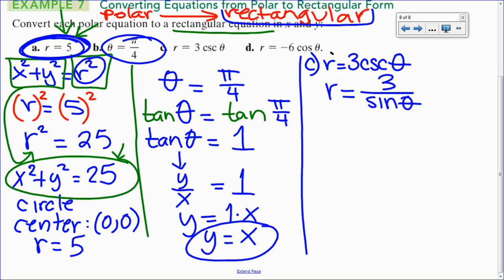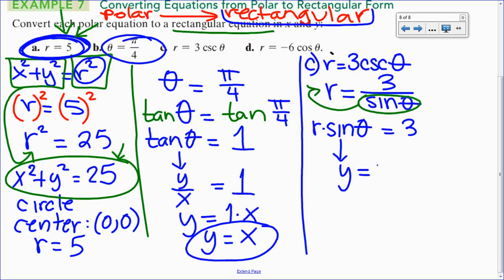Okay, now what we're going to do is take this sine theta. What is the sine theta doing to the 3? Dividing. So if I take it across, what's going to happen? Multiply. So we will have r times sine theta equals 3. And by definition, what does that equal to? Y. So y equals 3. And so if we were to graph that, that would just be a horizontal line.